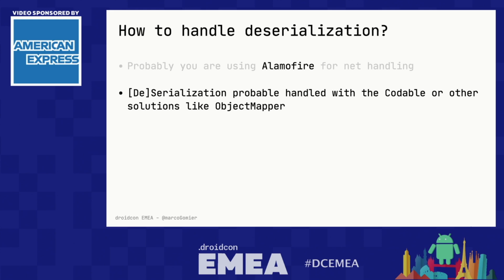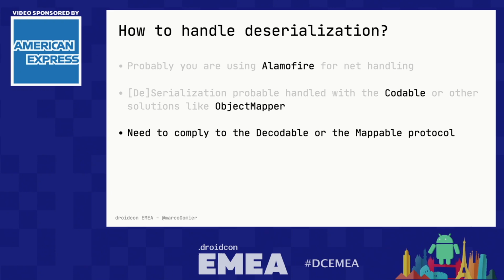And of course, the community has developed something to be able to use, and we are using Object Mapper for this reason. To make the serialization work, you need to implement the Decodable interface if you are using the Codable solution, or the Mappable interface, where in the iOS world the interface is named protocol. It's a little bit different, but it's the same concept. And for Object Mapper, you need to comply to the Mappable protocol.